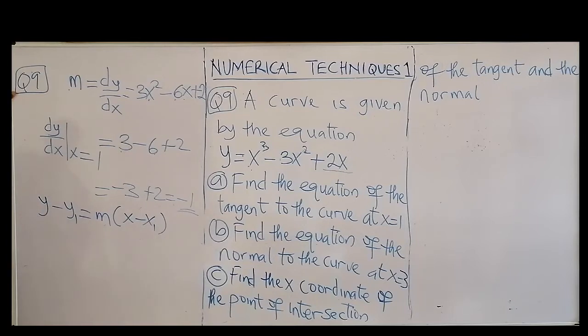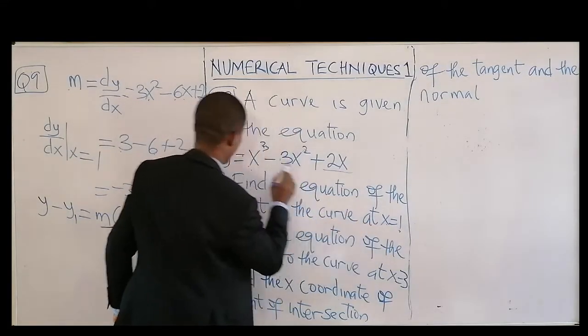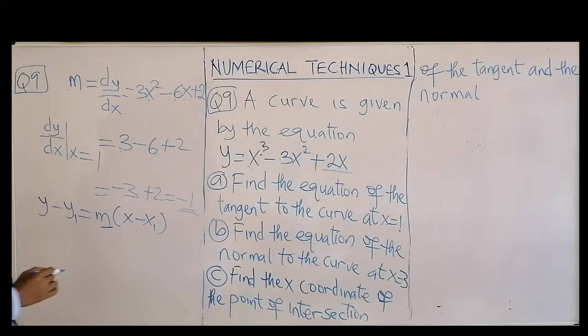So we can begin to make substitutions for this one. We already have the slope, and then we have the x at x equal to 1. Then we can substitute this x equal to 1 into this equation and get the corresponding y value. So when x is 1, let's get the y.